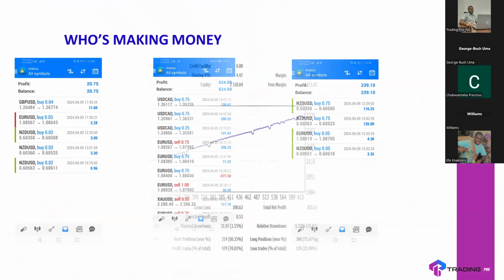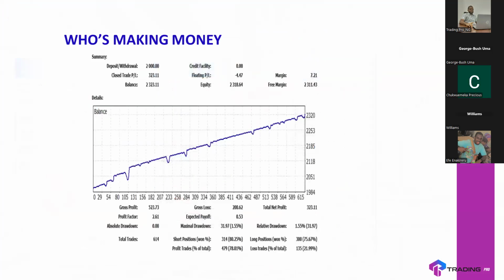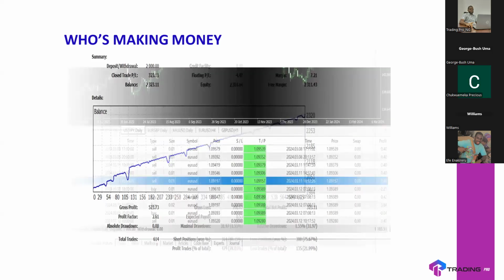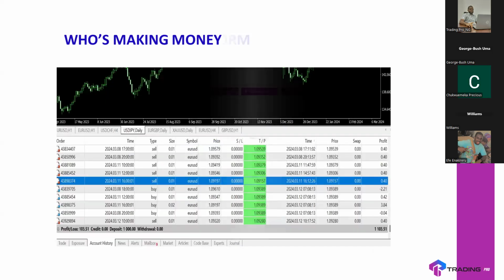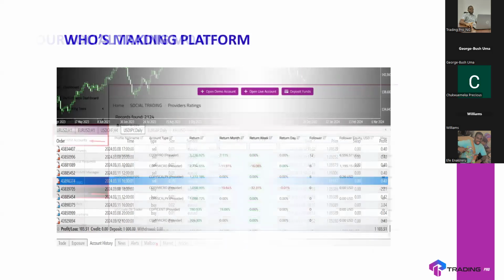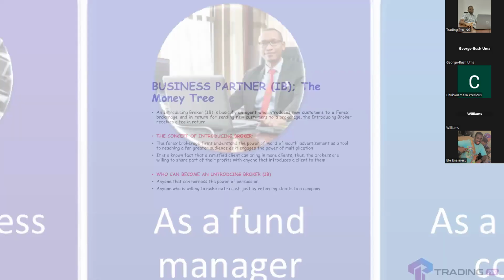All right, so you can see these are people making money. You can see the graph. The graph is on an upward curve. So you can see this one is making money, and if they can do it, you too can. So nothing is stopping you. And I believe that in no time, every one of us can go through this journey.